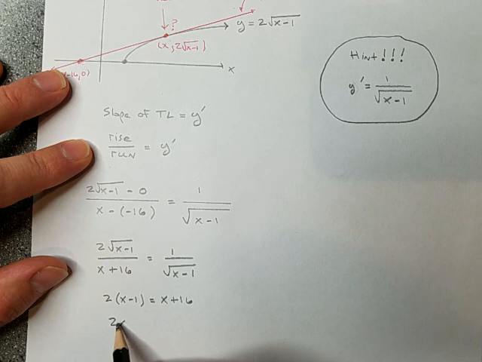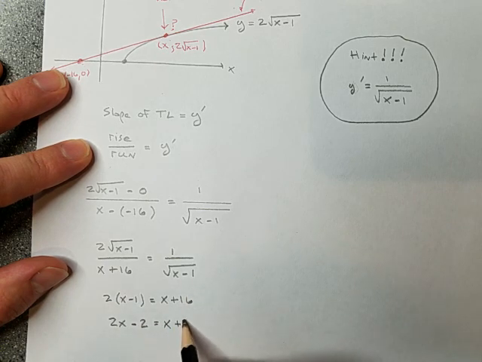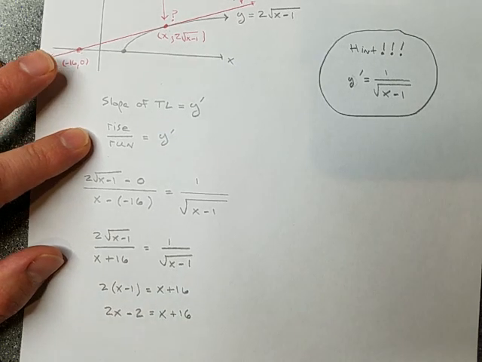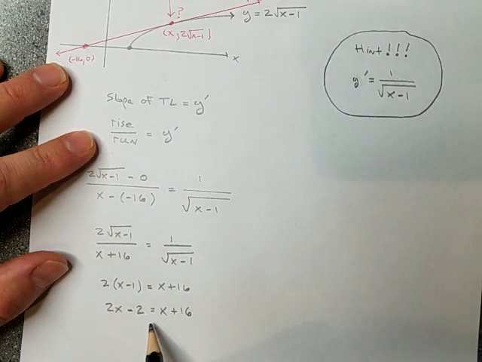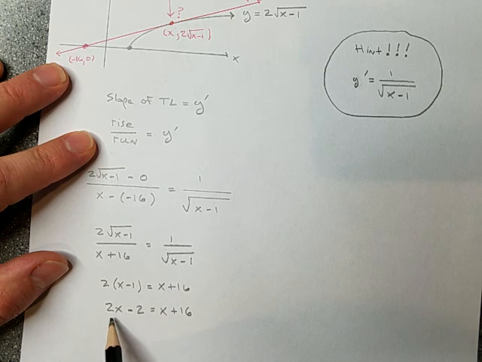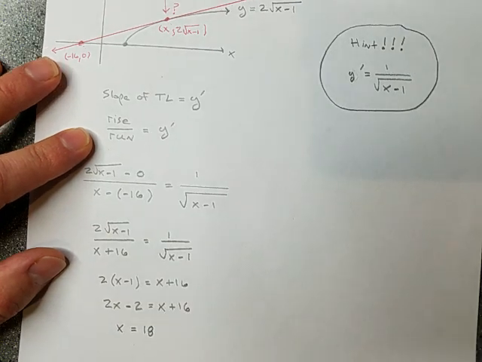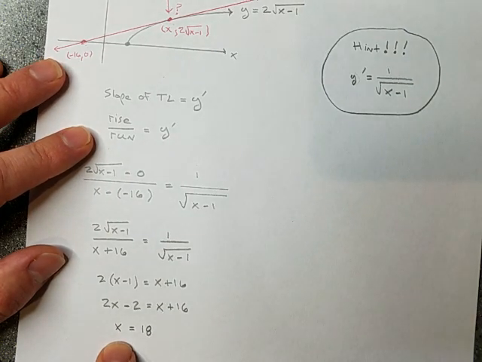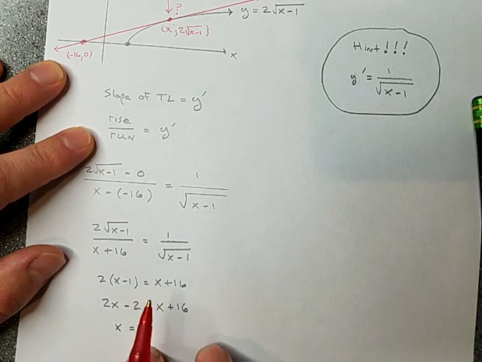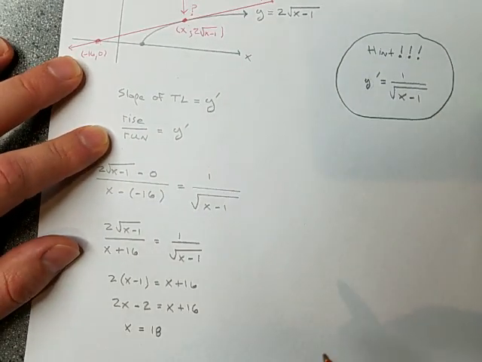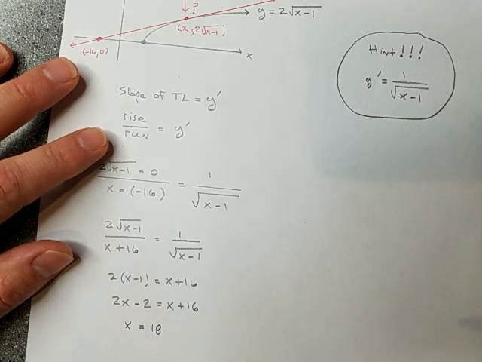We'll get 2x minus 2. We'll get x plus 16 like that. And then we'll move the x over there and the 2 over there. So I'll get 2x minus x. So I get x. And then over there, I'll get 18. Okay? So I know the x coordinate of that point. This point right here is going to be 18.